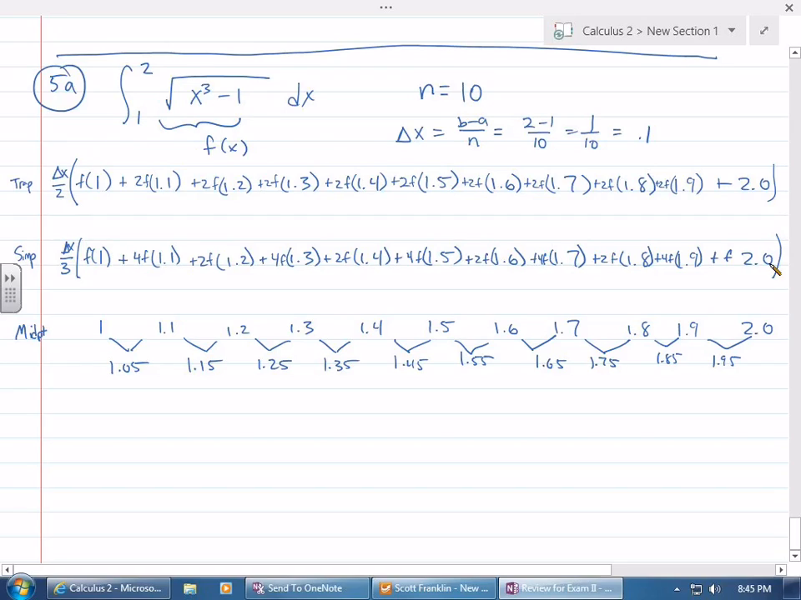And then you multiply that by delta x. Delta x out front times f at this one plus, and the coefficients are just ones for those. f of this one plus f of this one plus f of this one plus f of this one plus f of this one plus f of this one plus f of this one plus f of this one plus f of this one.